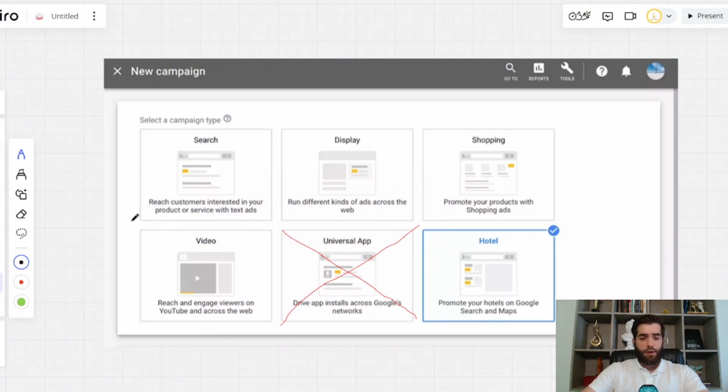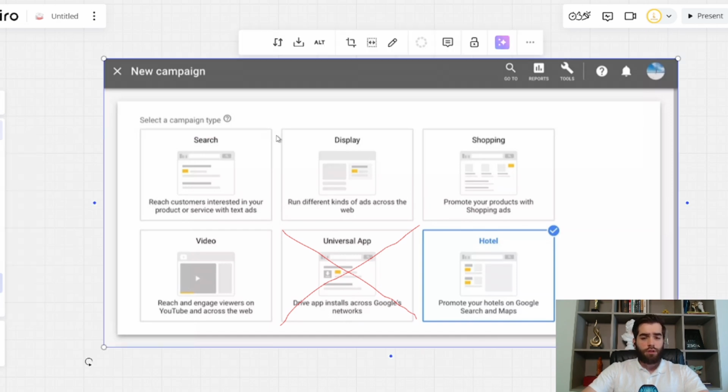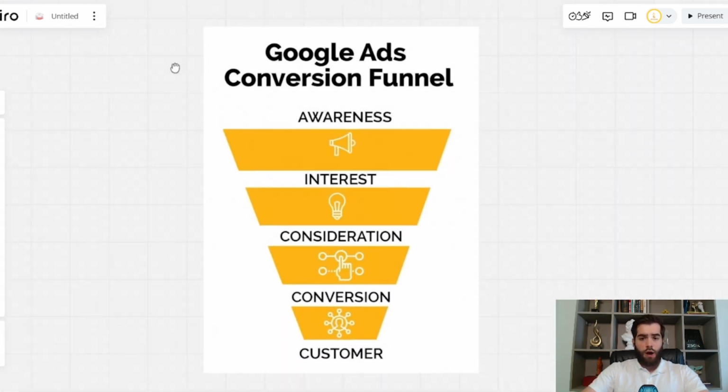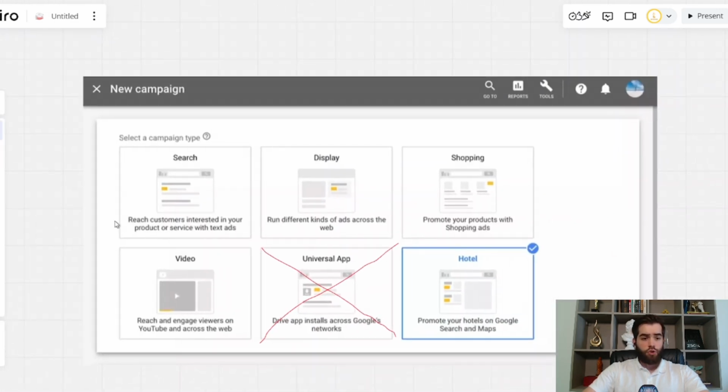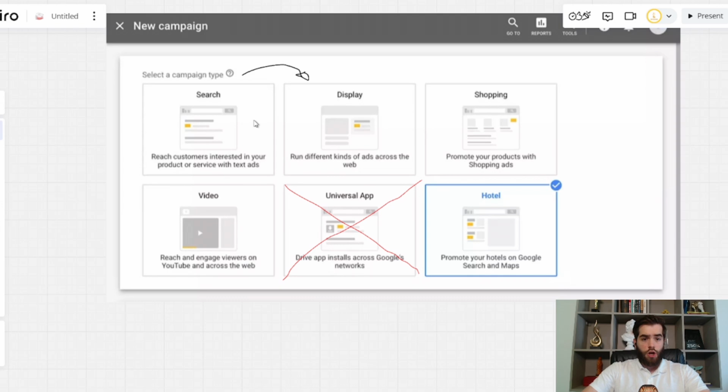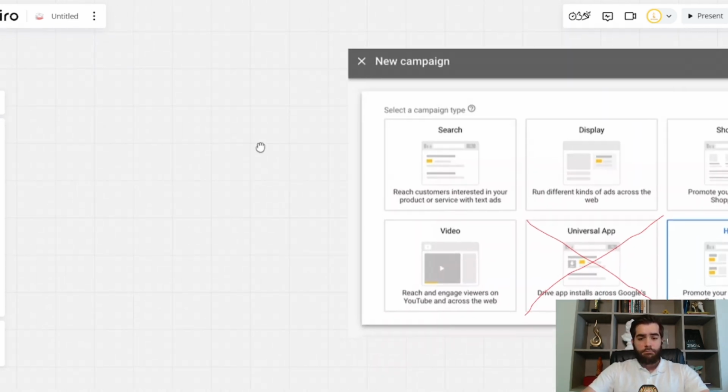The first thing that you have to understand about these types of campaigns is that the funnel we're going to talk about, awareness, interest, consideration, conversion, everything happens between these campaigns. So if you want to increase your brand awareness, you can use one specific type of campaign, which is video, but at the same time, you can use video campaigns to get more sales and more conversions. So each campaign is going to be relevant for the part of the funnel that you want.